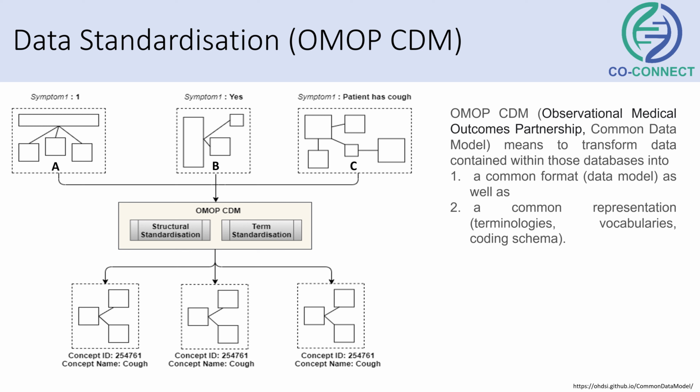In OMOP CDM, we have dedicated tables for different categories. For example, person table for demographics, conditions table for recording conditions, and measurement table to record any measurements or lab test results data. For more detail, you can check the link that is listed on the slide.